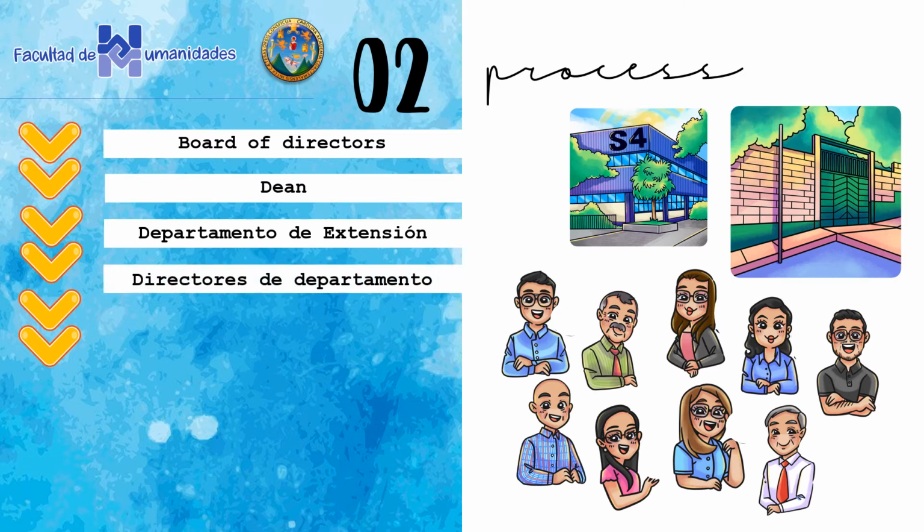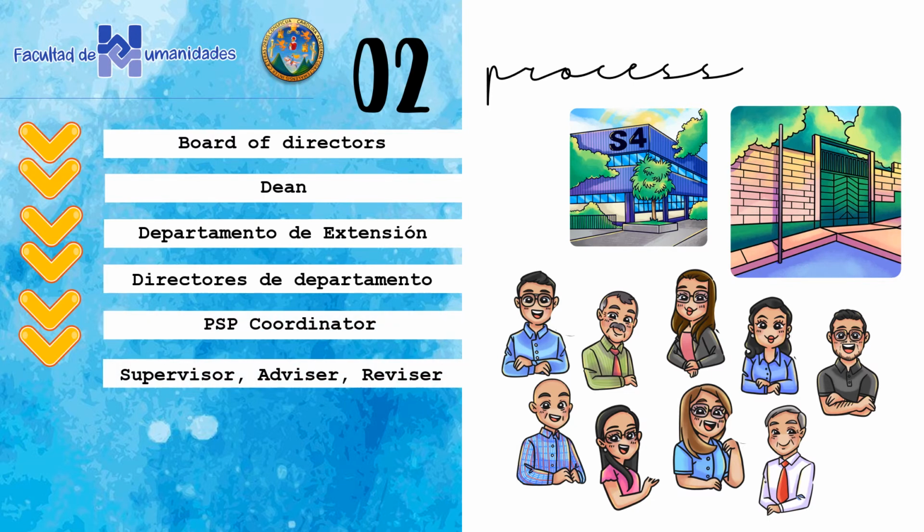The Directores de Departamento come next. They propose the supervisors, advisors, and revisors and solve administrative and technical problems for their department along with Departamento de Extensión. Coordinador General del EPS is the next person in line. They coordinate the PSP based on what Departamento de Extensión establishes. On the other hand, supervisores del EPS are chosen by directores de departamento, so they can supervise all projects conducted around the country by students from their department. Finally, there are the asesores del EPS or advisors and the revisores del EPS or revisors.